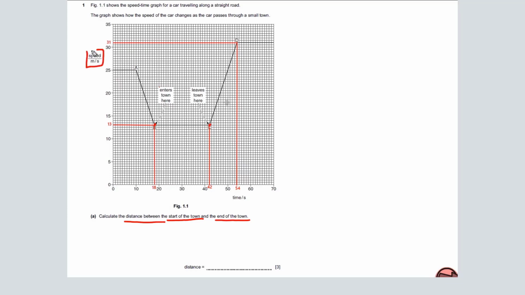What is given to us? Speed is given on the y-axis and time is given on the x-axis. So how can we calculate distance? If we need to calculate the distance from the speed-time graph, distance is equal to the area under the speed-time graph. So this is equal to distance. This is the piece of information, or the concept, you need to answer this question.